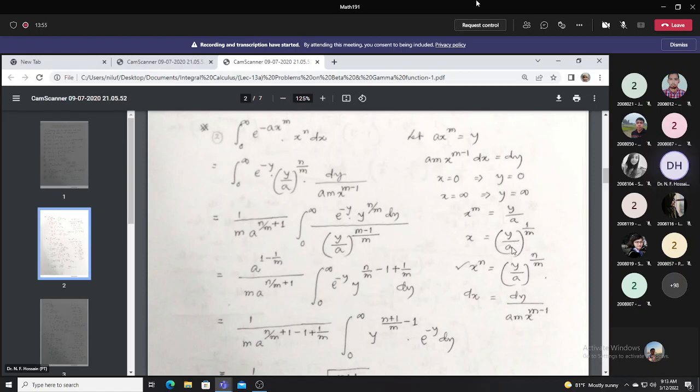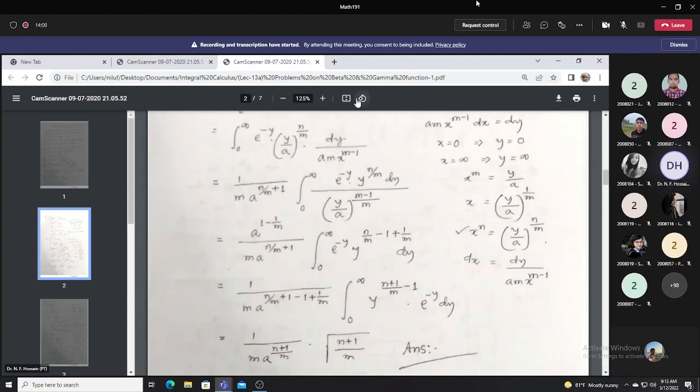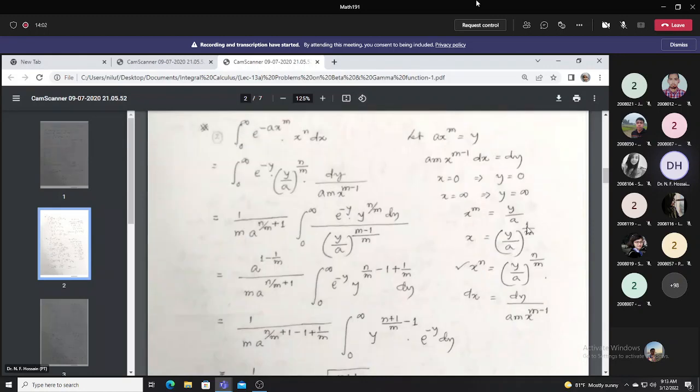X should be (y by a) whole to the power 1 by m. So x to the power n should be (y by a) whole to the power n by m. Now dx. What is the value of dx? Dx should be dy divided by a m into x to the power m minus 1. Now again you have to replace this x by (y by a) whole to the power 1 over m. And here again the power is m minus 1, so the power to this y by a should be m minus 1 by m.